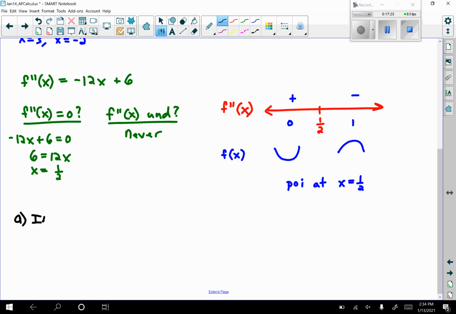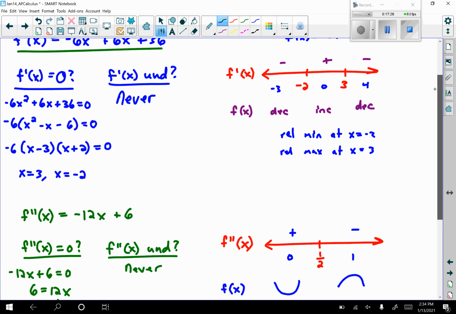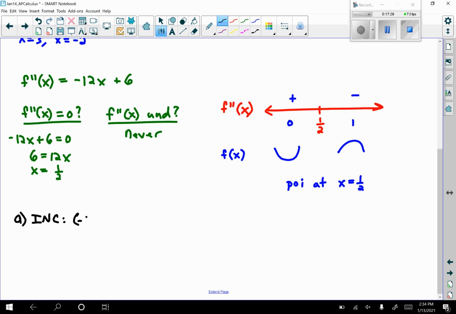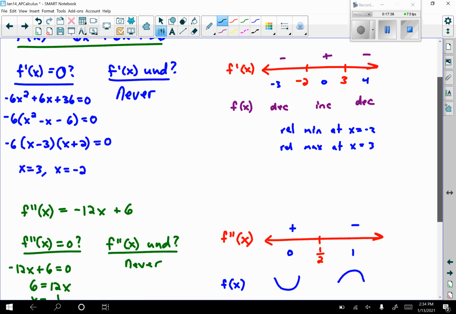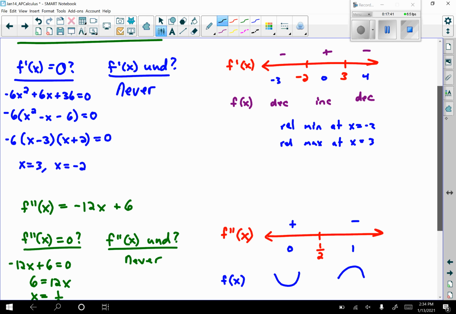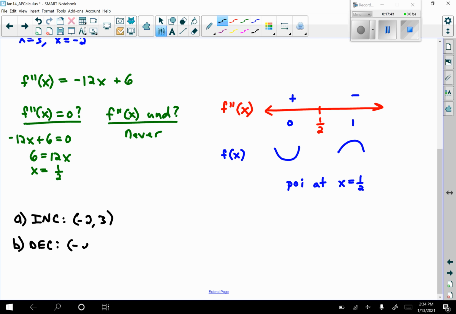A is increasing, and that's between -2 and 3. B is decreasing, go back up to that number line, from -infinity to -2 and from 3 to infinity. C will say concave up from -infinity to 1/2. D concave down from 1/2 to positive infinity.